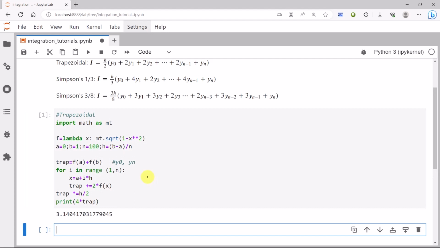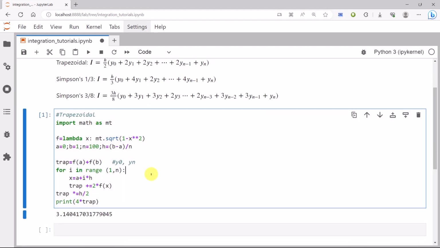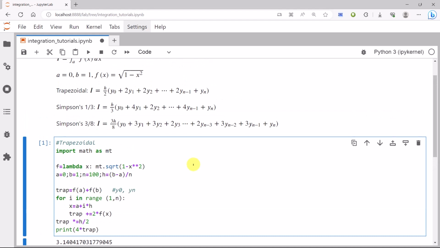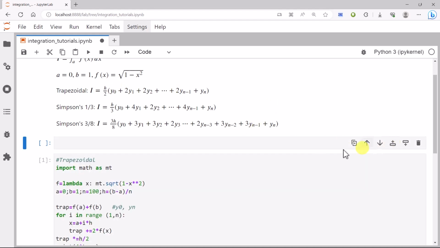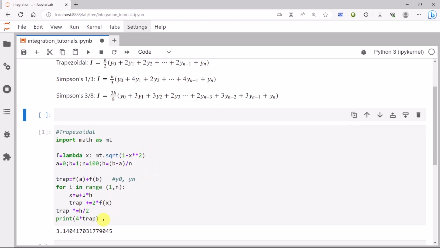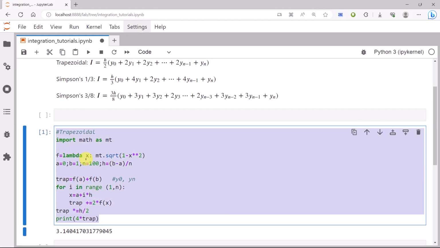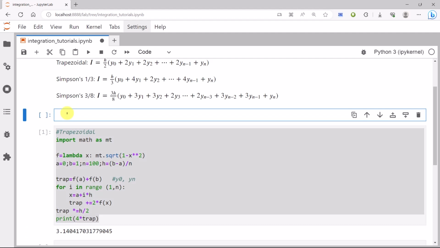So let us run it. It is giving us 3.140, etc. Okay. All right, so this is what I am getting. Now I want to try it with Simpson's 1/3. So let me put this trapezoidal box below so that I can see these expressions. So bring one above and I copy this trapezoidal. I'll take this and I'll edit over this.